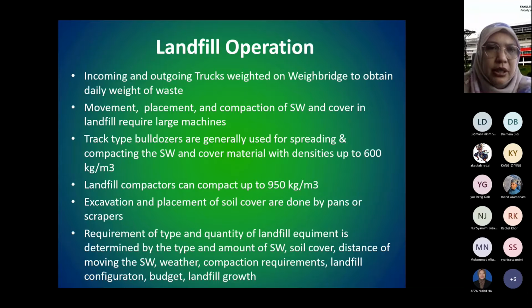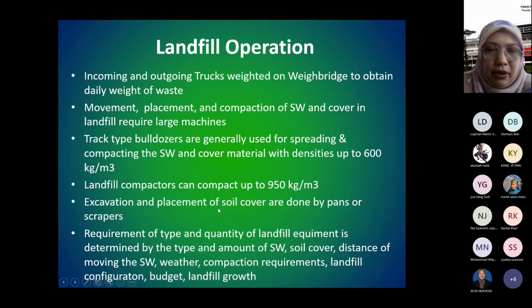For landfill operation, incoming and outgoing trucks are weighed on the weighbridge to obtain the daily weight of waste. I have already shown you that earlier. Movement, placement and compaction of solid waste and cover in a landfill require large machines. Track type bulldozers are generally used for spreading and compacting the solid waste and cover material with densities up to 600 kilograms per cubic meter. If they are using landfill compactors, they can compact up to 950 kilograms per cubic meter of waste, so more waste can be placed at the landfill.